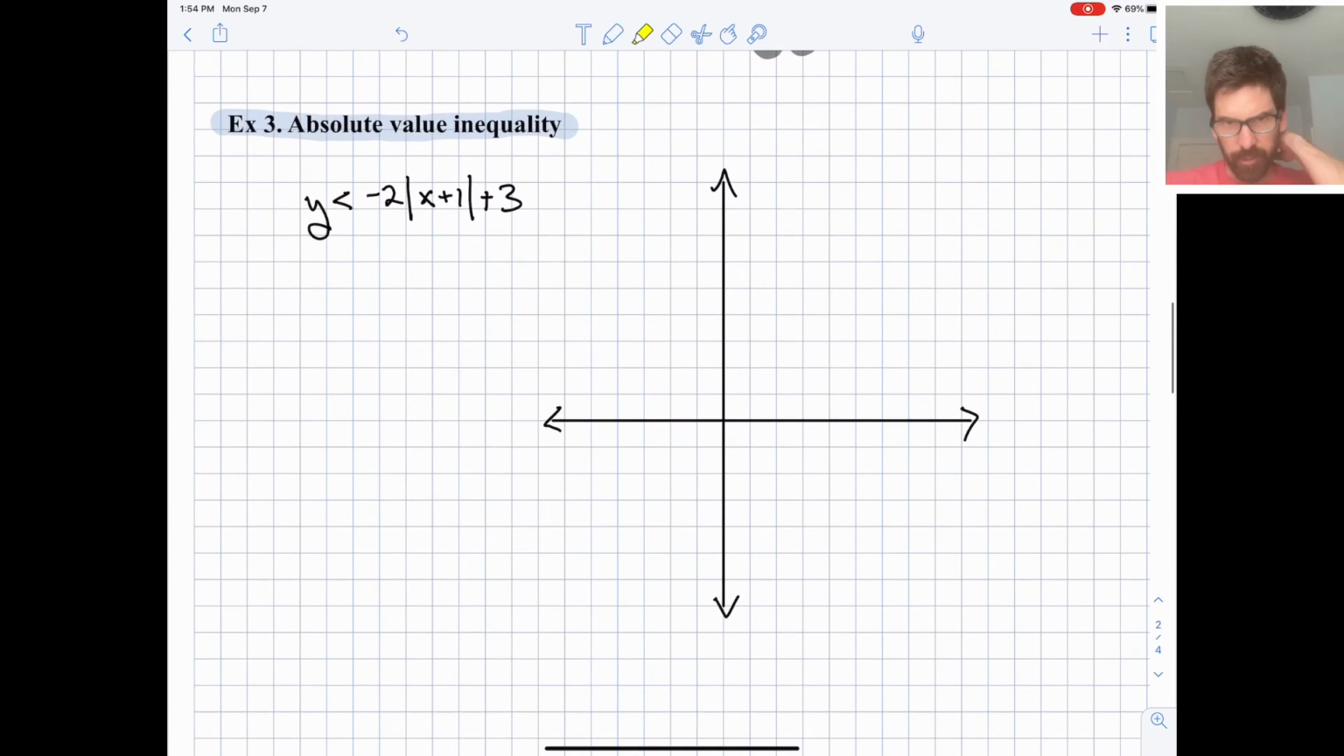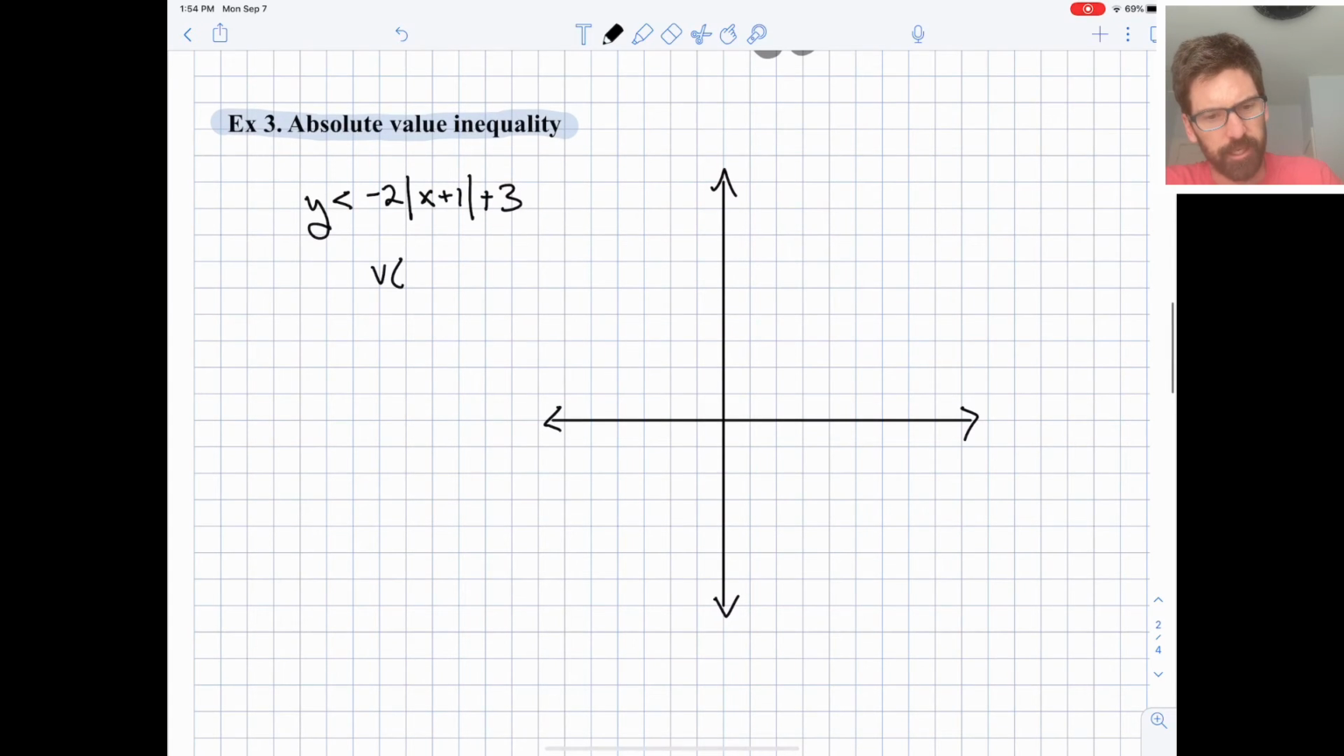We can do an absolute value inequality as well, and I want you to remember our rules for absolute value functions. We have a vertex of negative 1, 3, and we have a vertical flip and a stretch that we need to apply as well. So that's a vertical flip and also a stretch of times 2. So let's throw in our boundary line or our boundary function. And with the slope, the stretch is times 2, so we go down 2 over 1 in both directions.